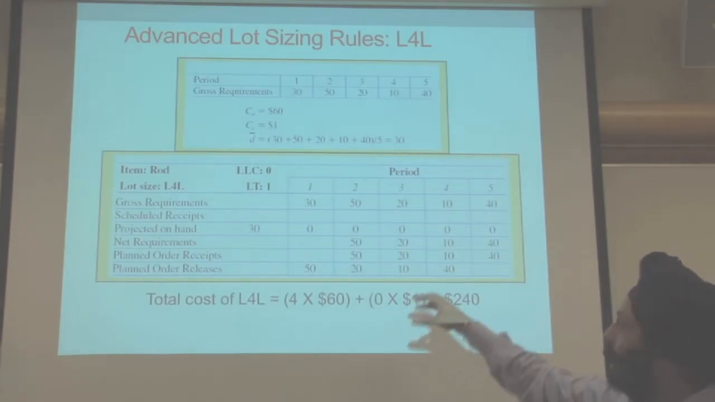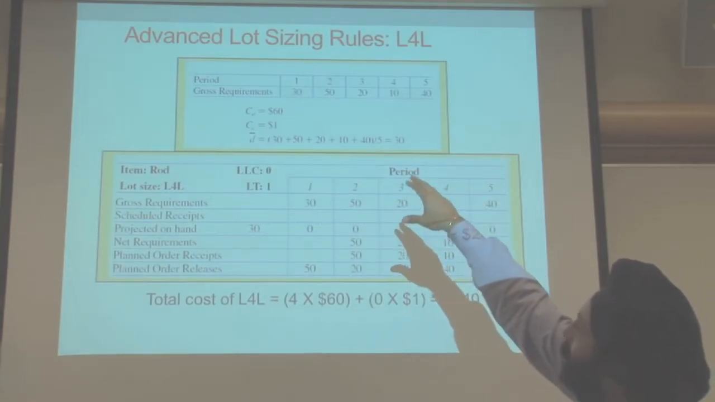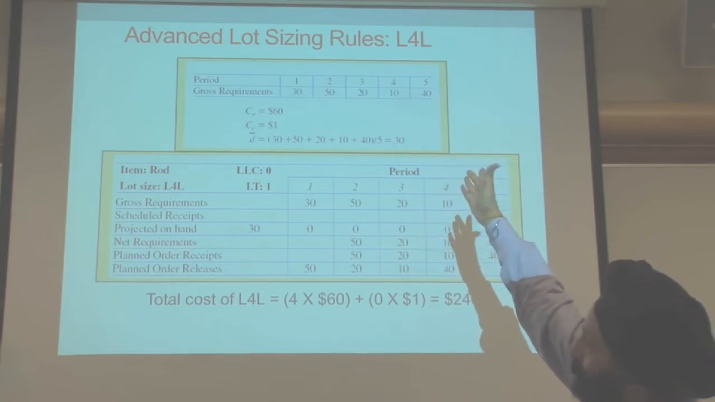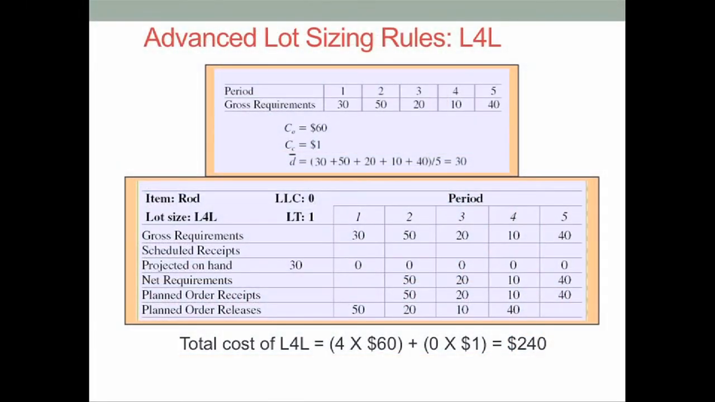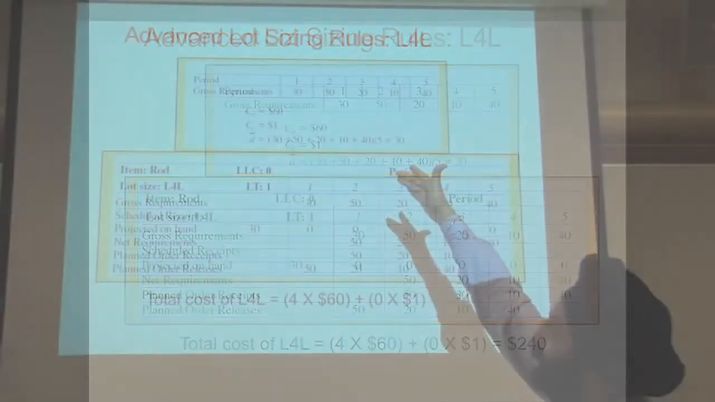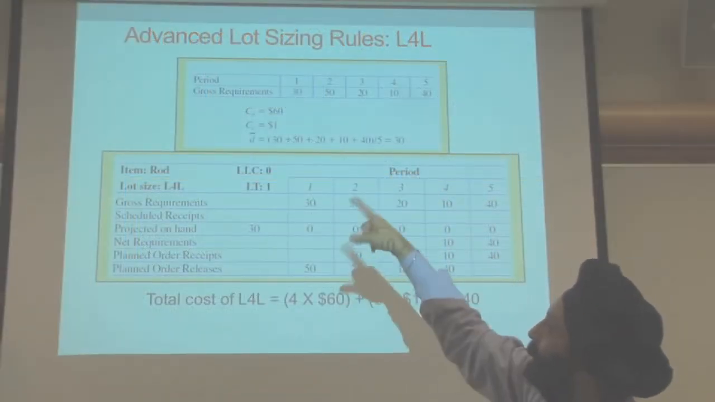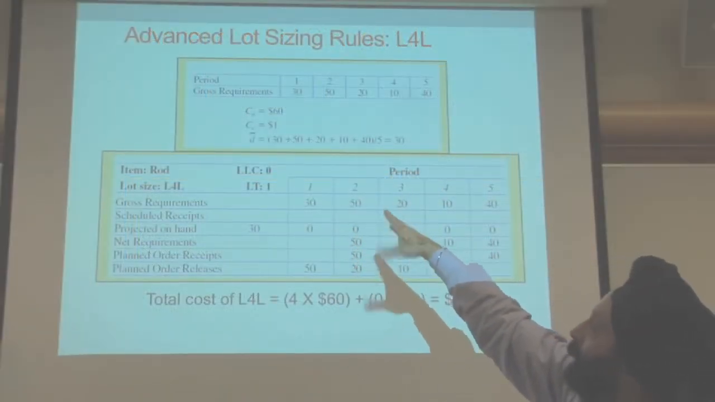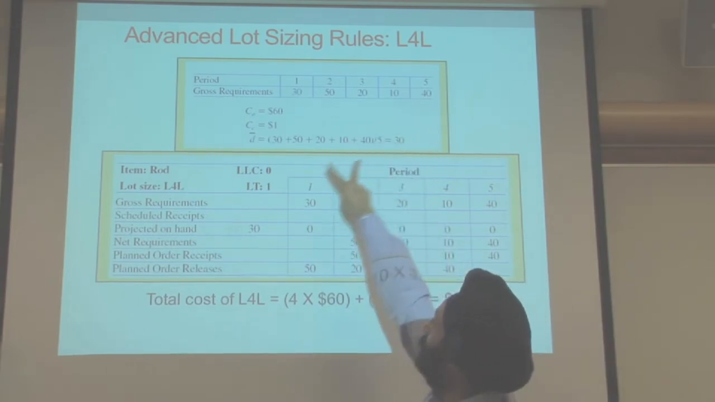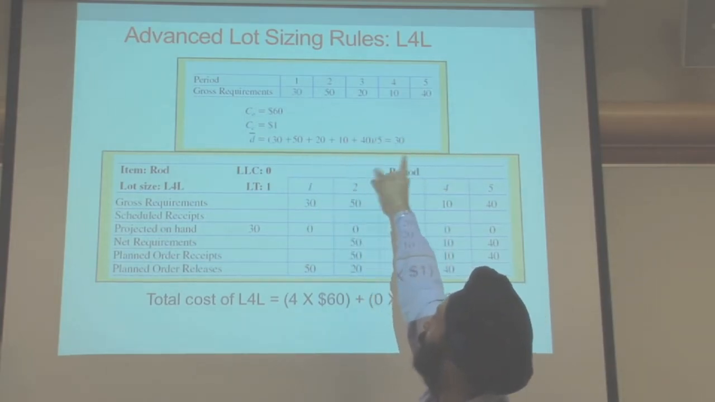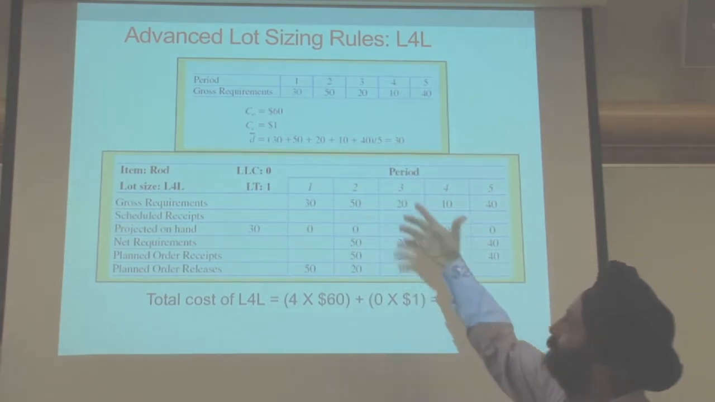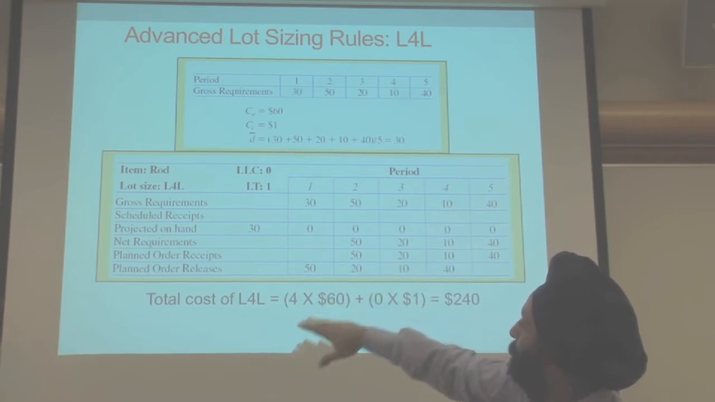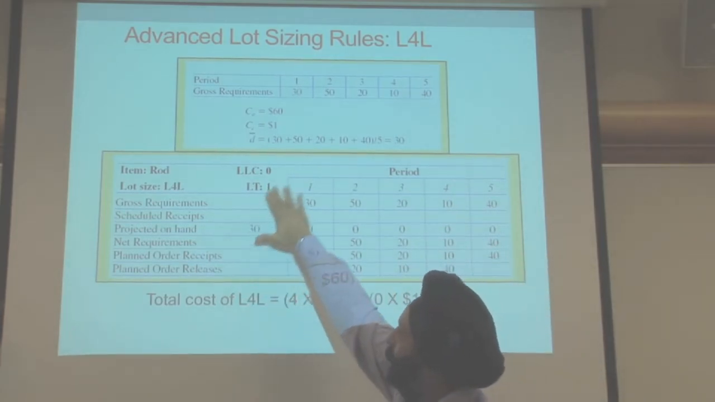So let's show some examples of how different lot sizing rules can be applied. In this case, let's say, lot for lot scenario. You have the gross requirements given to you as 30, 50, 20, 10, and 40. Ordering cost is 60, carrying cost is 1, and average period demand is, when you take these 5 periods and average them by 5, 30. So what we are saying is average demand is 30.